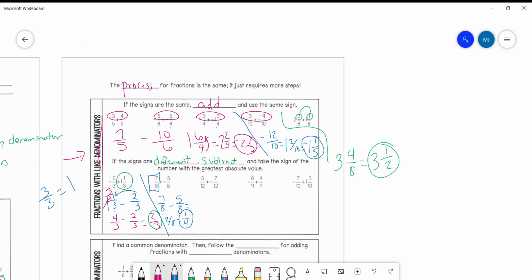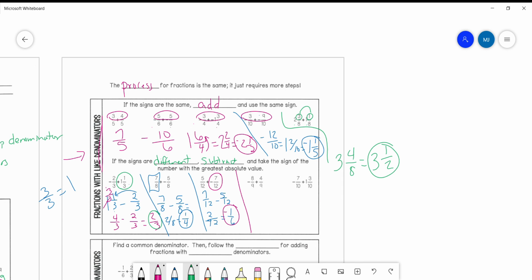Okay, so let's look at the next one. We get 5/12 plus a negative 7/12. We want to put the greater absolute value first. Our signs are different. One's positive, one's negative, so we got to find the difference. So 7/12 minus 5/12, and that's going to be 2/12. We can divide both of those by 2, which would be 1/6. Then we look at the absolute value. This one has a greater absolute value, and it is negative, so our answer is negative 1/6.